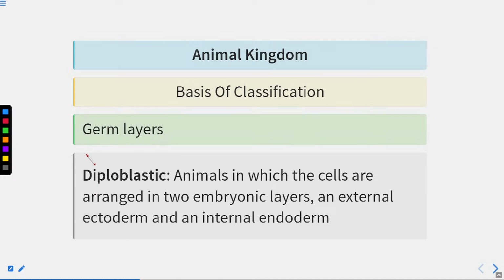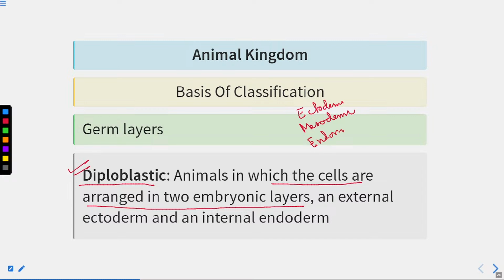Based on this ectoderm, mesoderm and endoderm, the organism can be diploblastic or triploblastic. Now what are the organisms that are called diploblastic? The animals in which the cells are arranged in two embryonic layers. So ectoderm, mesoderm and endoderm. These are basically embryonic layers.